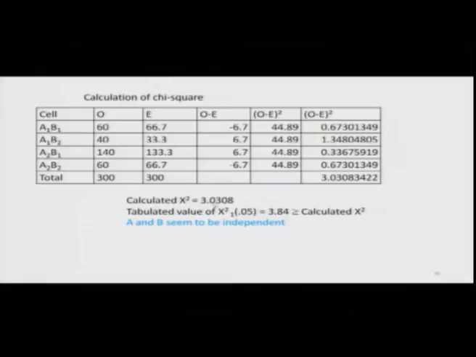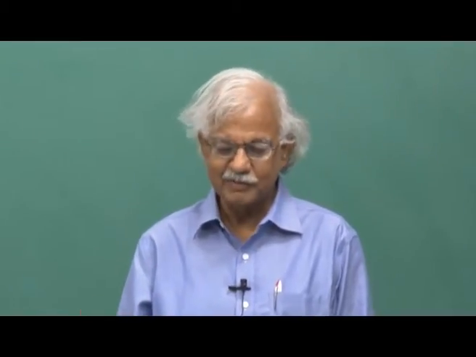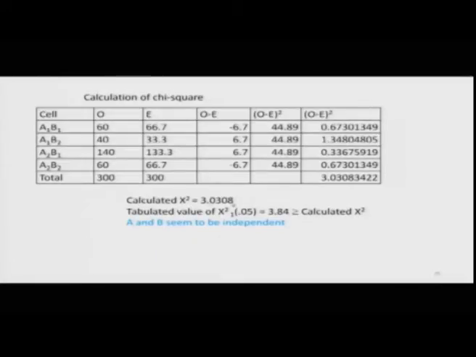So, your calculated value of chi square 3.03 is less than the tabulated value. This means that your null hypothesis can be true and the calculated value of chi square can go up to 3.84. So, since the calculated value is less than this, the null hypothesis of independence between two attributes cannot be rejected, and that means A and B seem to be independent. This is how we interpret chi square.